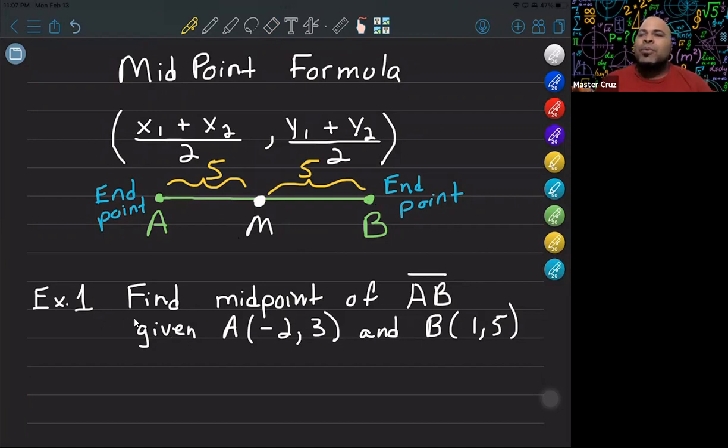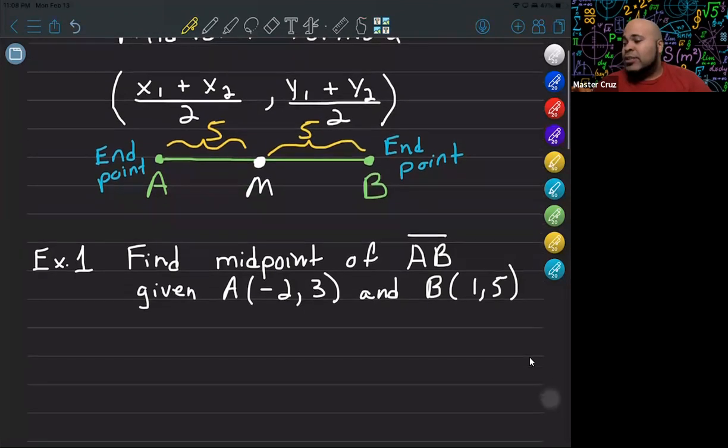So here we go. Example 1. Find the midpoint of AB given A is (-2, 3) and B is (1, 5). This is actually helpful sometimes when you want to meet friends and you guys live far apart and you're like, let's find a restaurant that's right in the middle so that we drive kind of the same amount. This is that idea. You want to find the middle ground. You want to find that middle point.